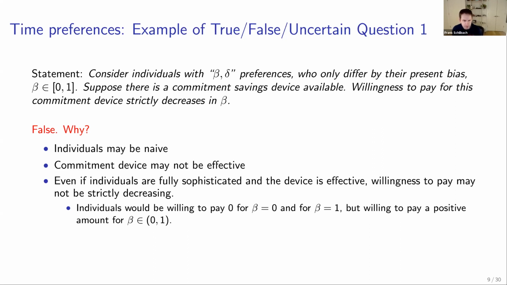And here's an example. If beta equals 0 or beta equals 1, then individuals would be willing to pay 0 for the commitment device, right? Because if beta equals 0, they don't care about the future. If beta equals 1, they just don't need any commitment devices. But in between, the willingness to pay might be positive for beta between 0 and 1. That essentially means that willingness to pay would be an inverse U in beta.